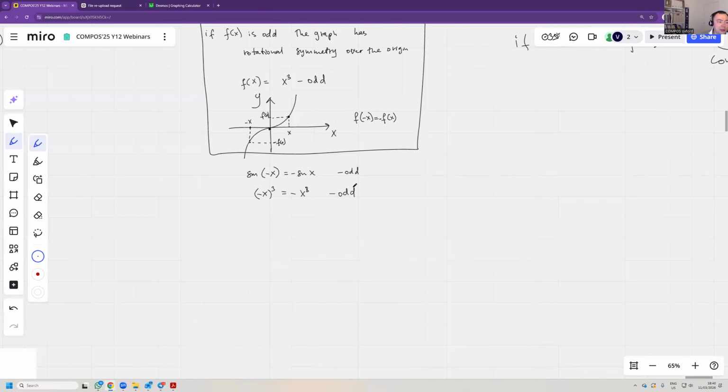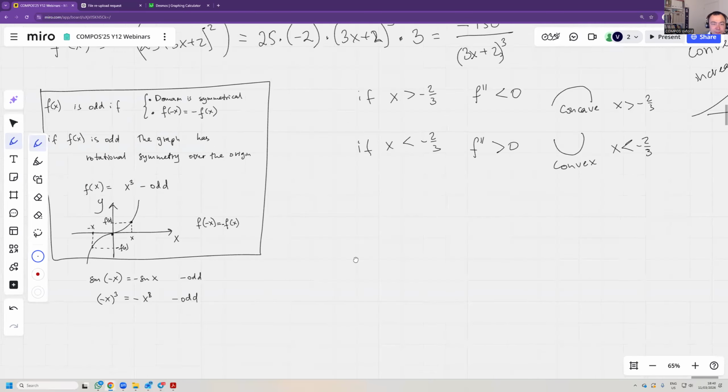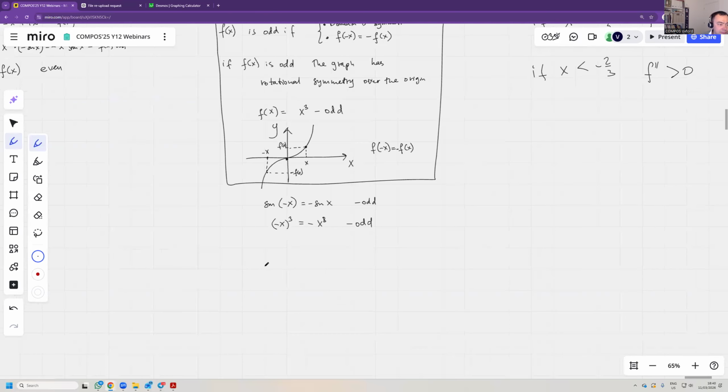Now, f of x is even if two things are true. The domain is symmetrical.